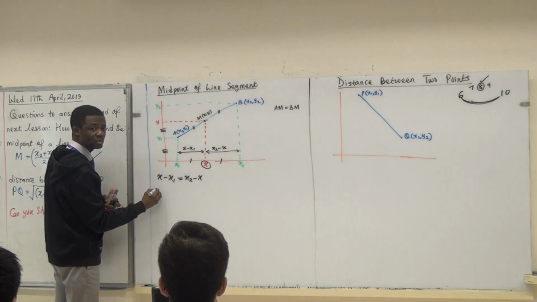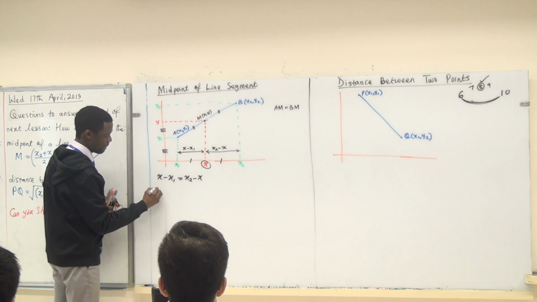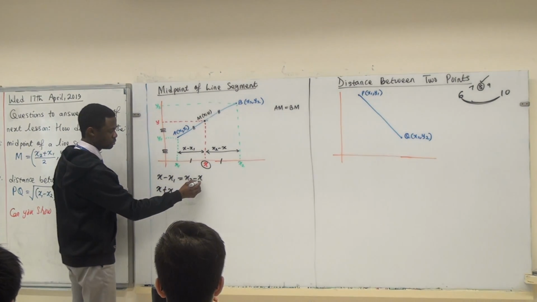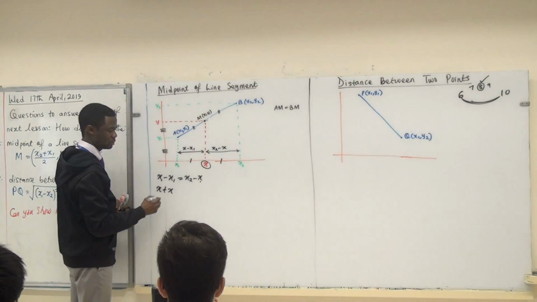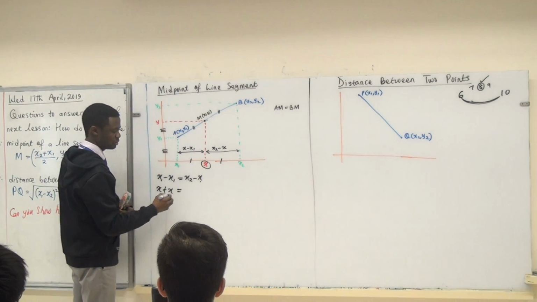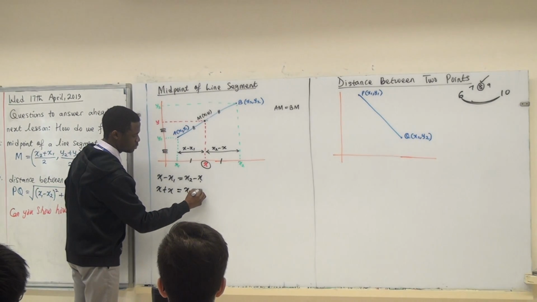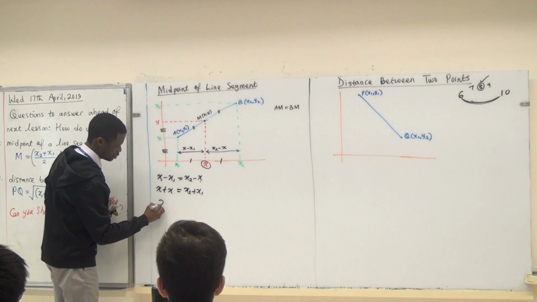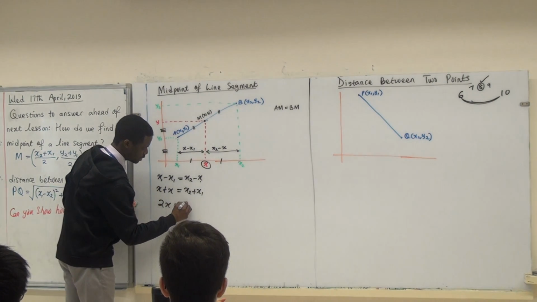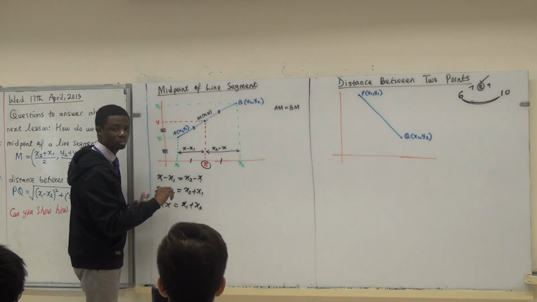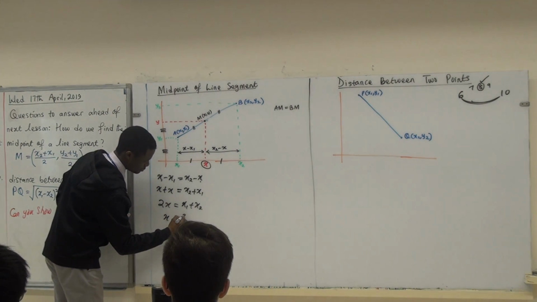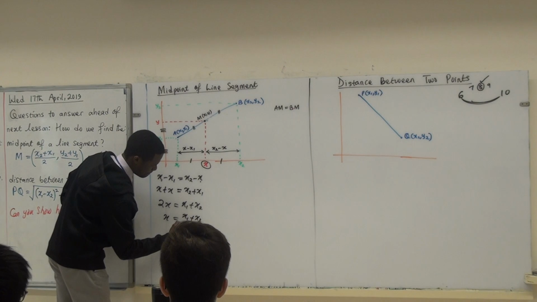2x. Don't give me 2x, I don't know how you got that. X plus x, where does this come from? Here. Right? On the other side will be x2 plus x1. So 2x, I can change this to x1 plus x2. Addition, it doesn't matter, right? So if I solve for x, what do I get? x1 plus x2 divided by 2.